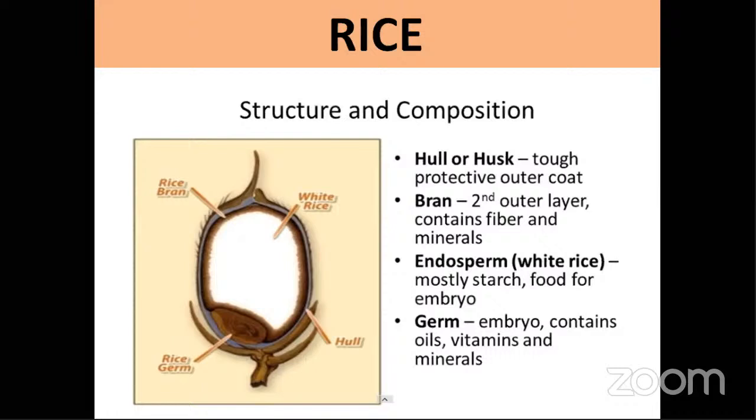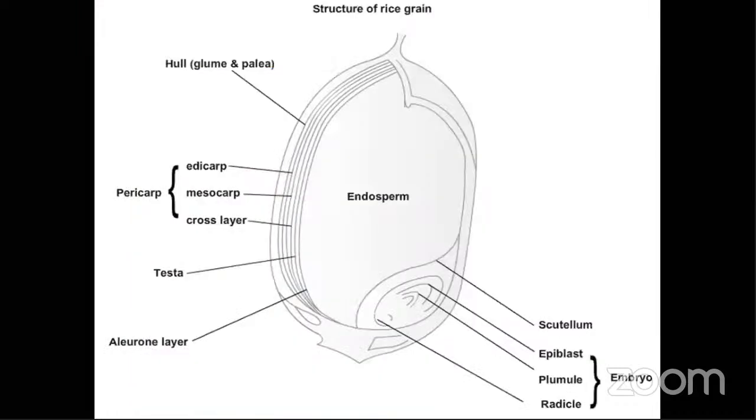This hull or husk is tough, and its main function is protection. Second is bran. Again its function is protection, but it is a very good source of fiber as well as minerals. Hull is also a very good source of silica. Then comes the endosperm, which mainly consists of starch and some amount of proteins. Then comes the germ, also known as the embryo, which contains certain oils, vitamins and minerals. So that is the basic structure of rice. Now we will discuss in detail.